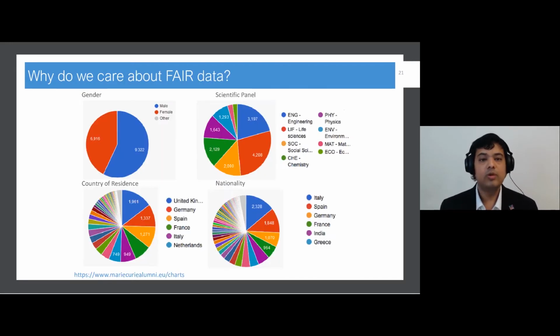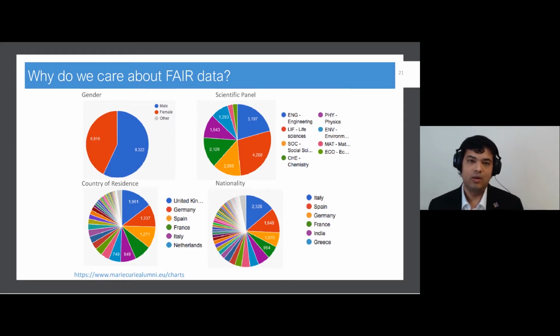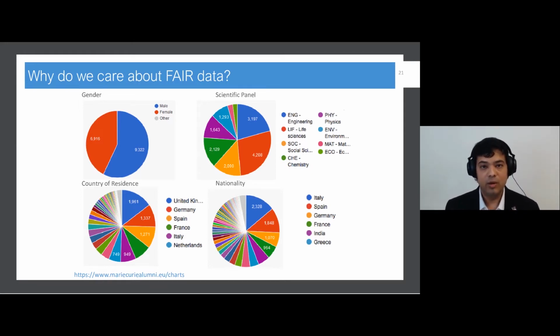So a question may arise: why does MCAA as an organization care about FAIR data? It's because, as I said, we have researchers from different continents and different career stages. We have a very good ratio of early career researchers, established researchers, and senior researchers. So if we want to implement FAIR data in the research community, MCAA is probably an organization to start with.